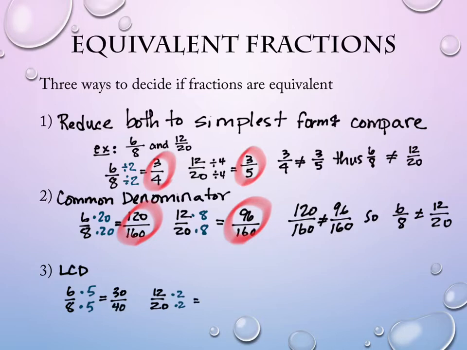The other one is also over 40, but what's the numerator? 24. And 24 over 40 does not equal 30 over 40, right? So 30 over 40 does not equal 24 over 40. So 6/8 does not equal 12/20.